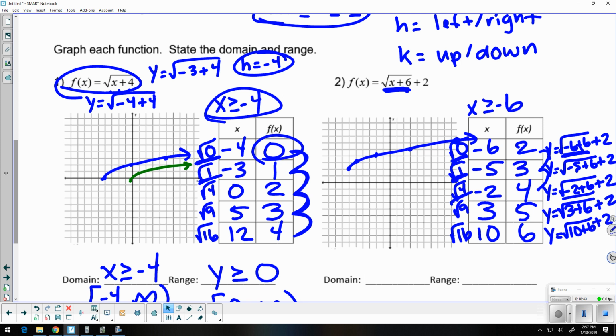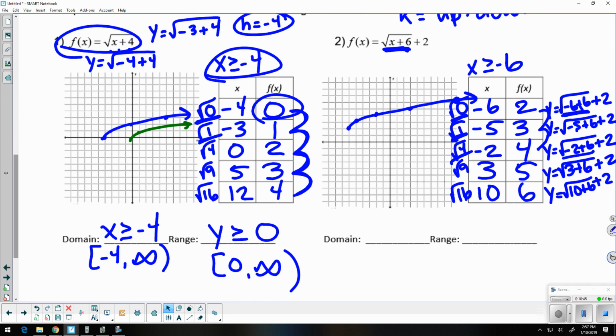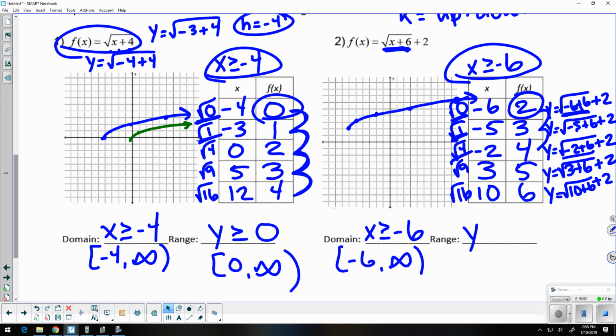Our domain stays strict, so here's basically our domain. Our x's have to be greater than or equal to -6. Can't go backwards, otherwise you get imaginary numbers. Or in interval notation, -6 to infinity. The range for this one, my y's start at 2 this time, and they keep increasing, so greater than or equal to 2. And in interval notation, 2 to infinity.